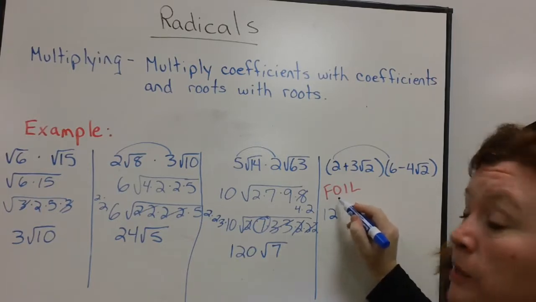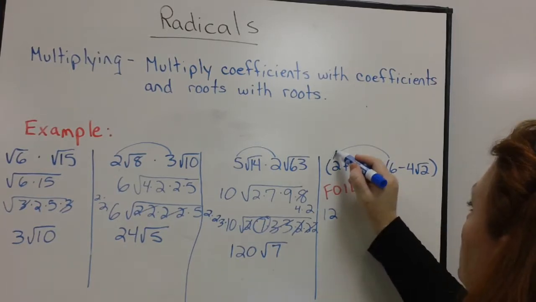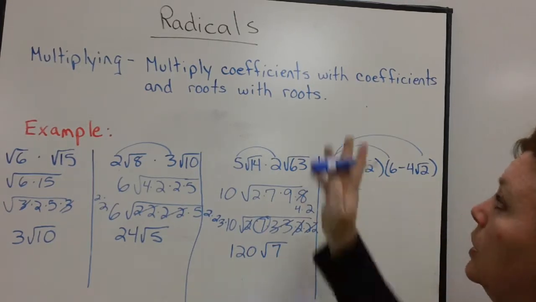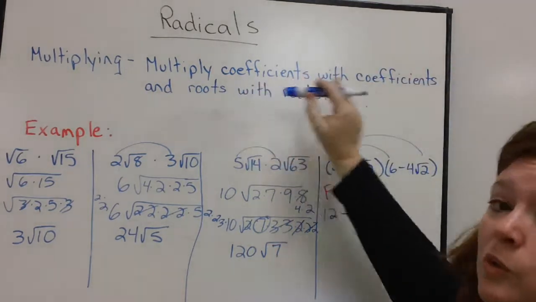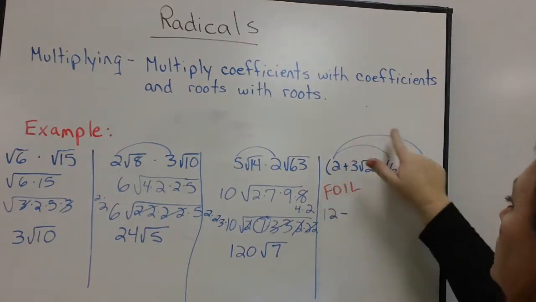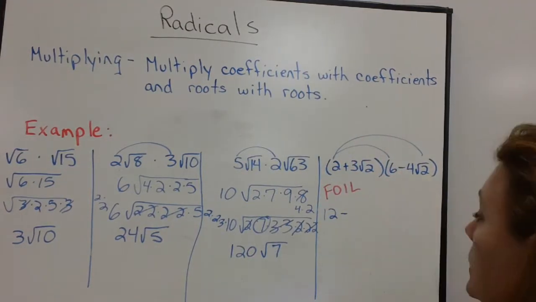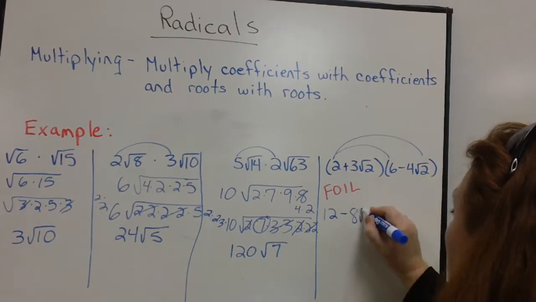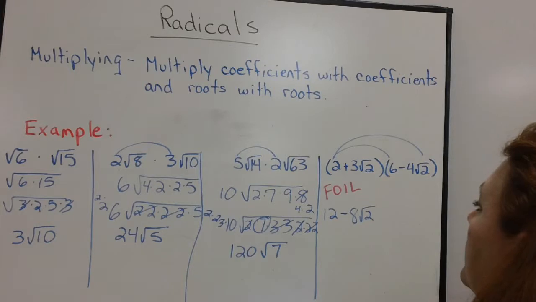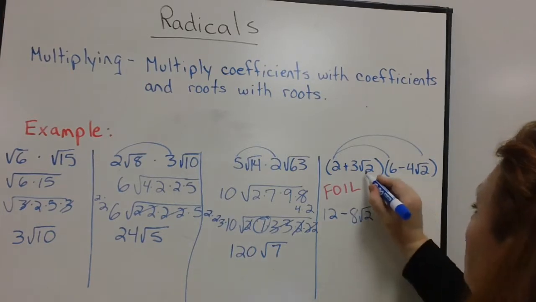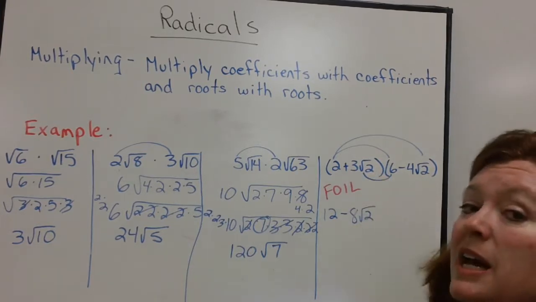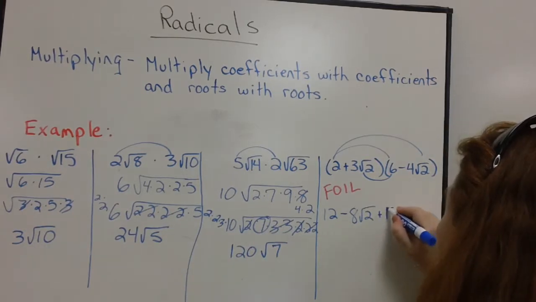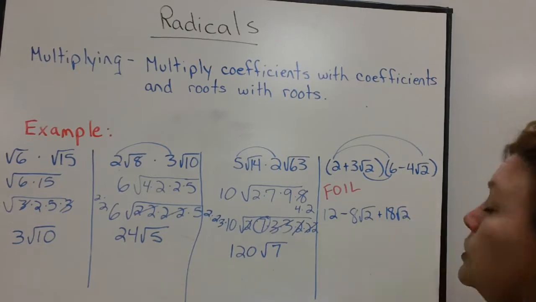The O is outer, that would be the outside terms, that would be the 2 times the negative 4 square roots of 2. Well, remember, coefficient times coefficient, root with root. 2 times 4 is 8. And I still have a radical 2, square root of 2. I is the inside term, so that would be a 3 square roots of 2 times 6. The 6 only multiplies by the 3, and we get 18 square roots of 2.